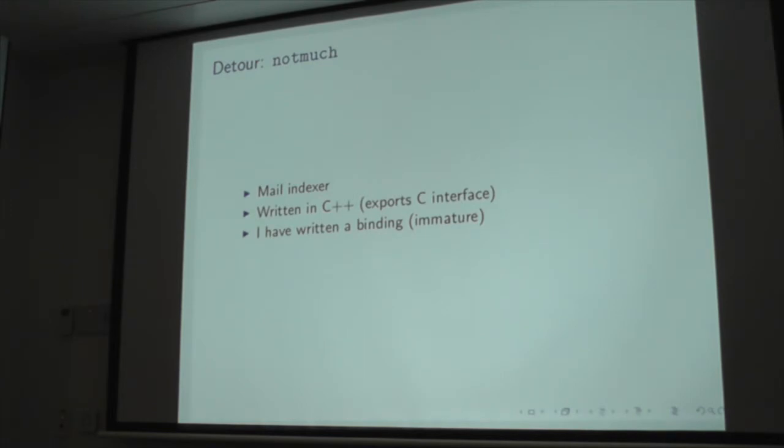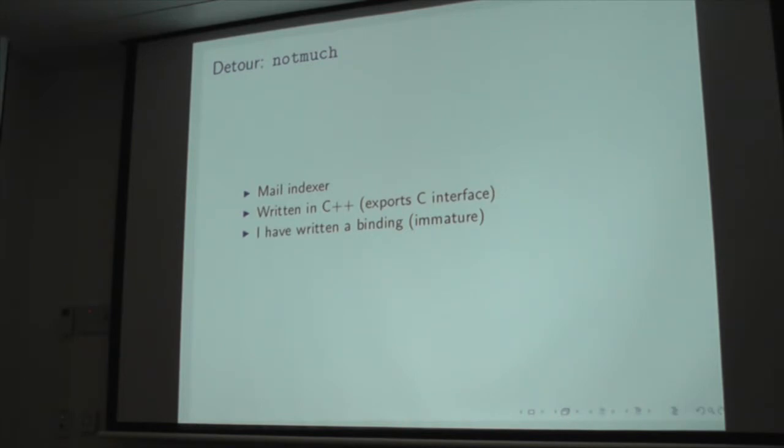A quick detour: mu is a mail indexer. It's a program, and has a library as well. It's written in C++, but it exports a C interface. I've written a binding, which is very immature and you shouldn't use it, but if you're interested in helping me with that, that would be cool.